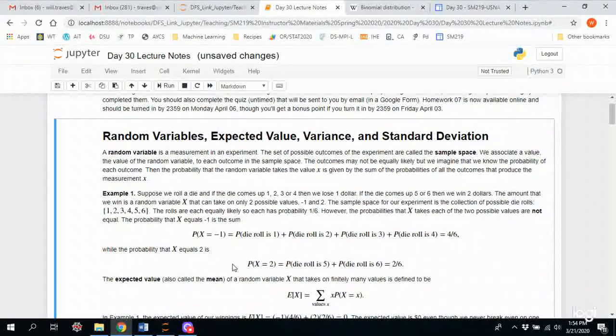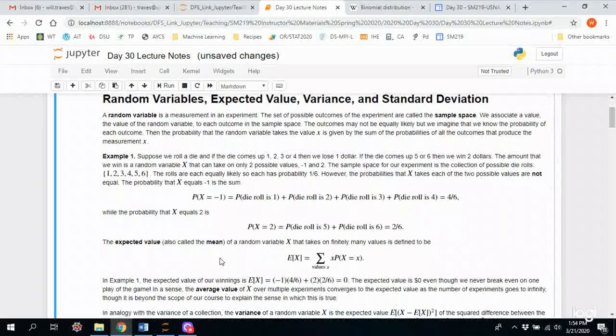how to compute the probability that that measurement is equal to 2 for a particular random variable. We also show you how to compute a particular number associated with a random variable called the expected value, or the mean, or sometimes the average value of the random variable. And it's computed using this formula here.